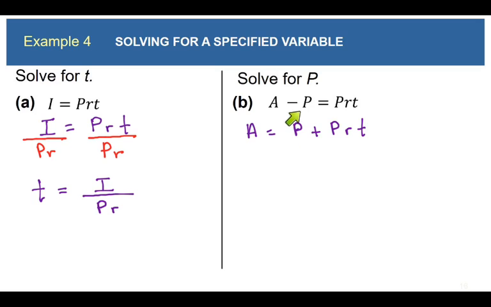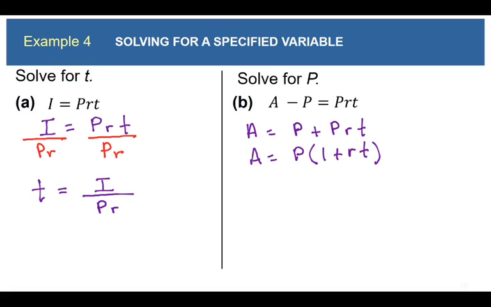Like that. So I added P to both sides, and now this P term shows up on the right side with a positive sign now instead of minus because I added it to both sides. And now I'm going to factor out P as a GCF.